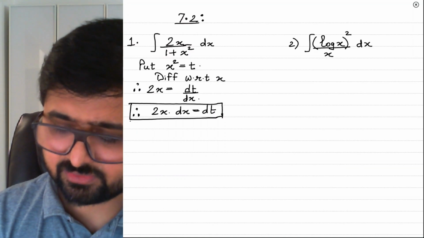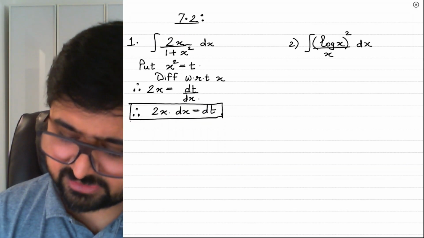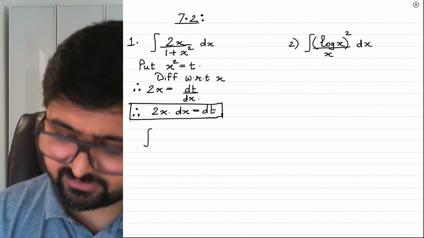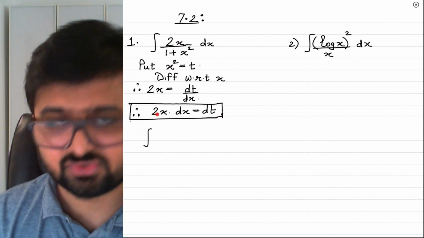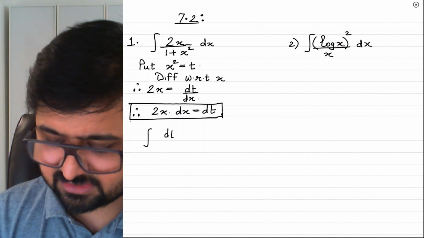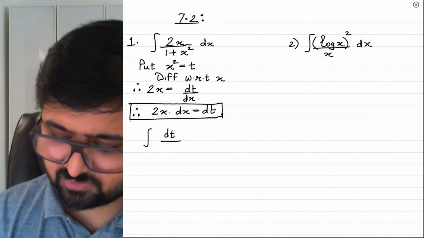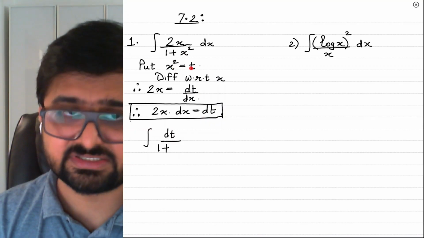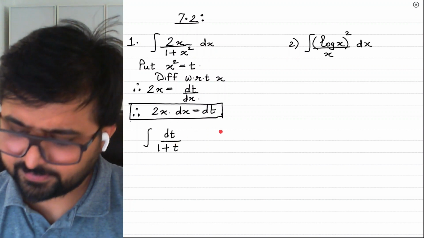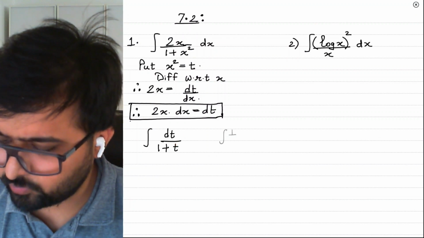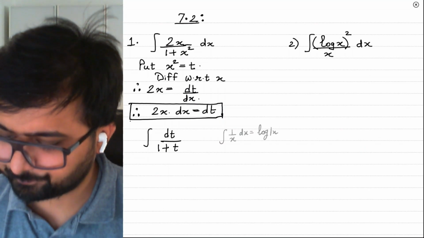Now what you can do is convert this entire function in terms of t. So we have integration, and this numerator 2x dx is dt, and 1 plus x square is t, so 1 plus t. In order to integrate this, remember that integration of 1 over x dx is nothing but log mod x.